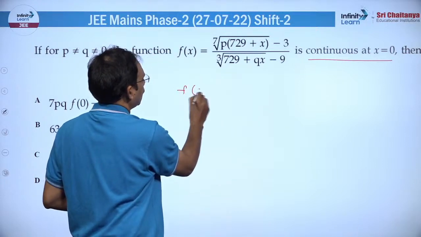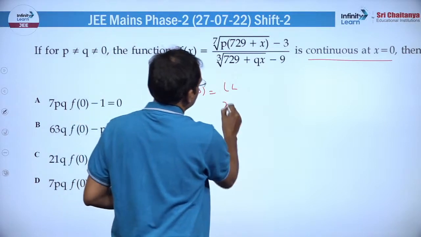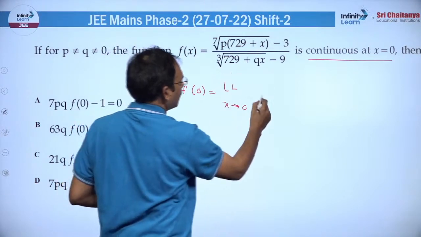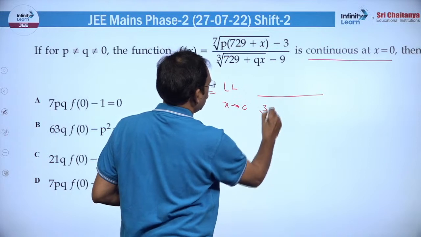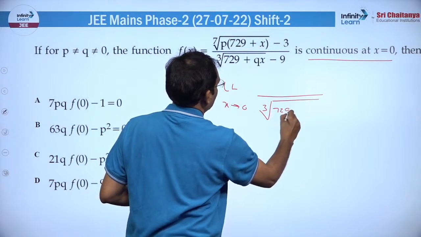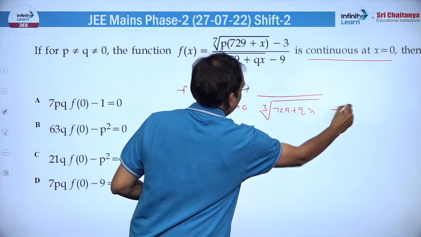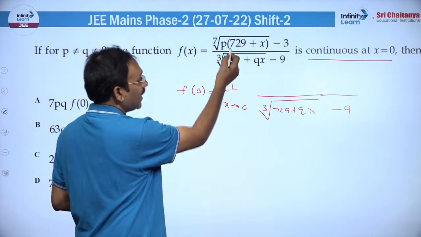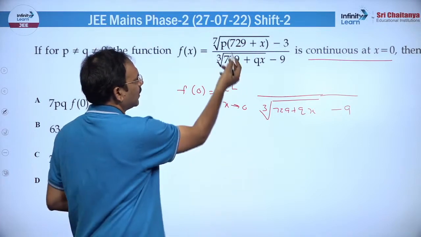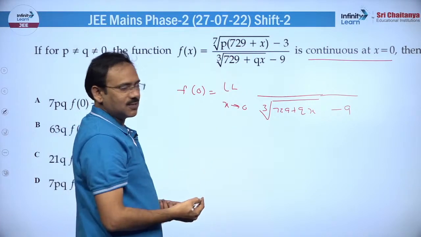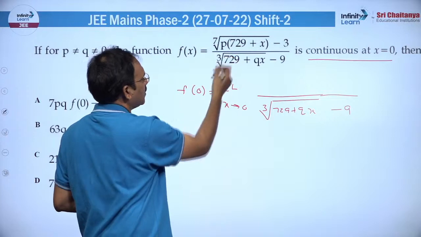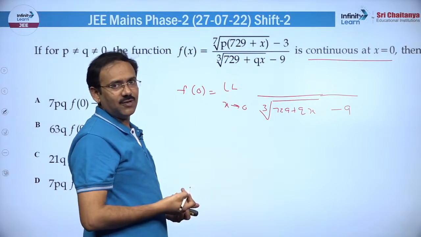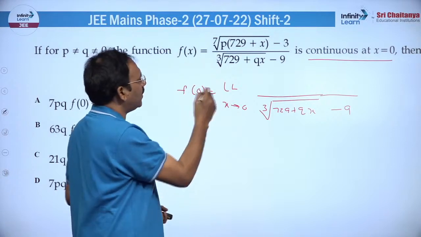Next, you see this particular limit. He said this function is continuous at x is equal to 0. So f of 0 is nothing but the limit as x tends to 0. If you put x tends to 0, my dear friend, the denominator is 0, okay. The cube root of 729 plus qx minus 9, that is fine. In the numerator, to get 0, p must be 3, my dear friends. Then only will you get 0 by 0 as x tends to 0, otherwise the limit will become infinity, but he said continuous, so p must be 3.